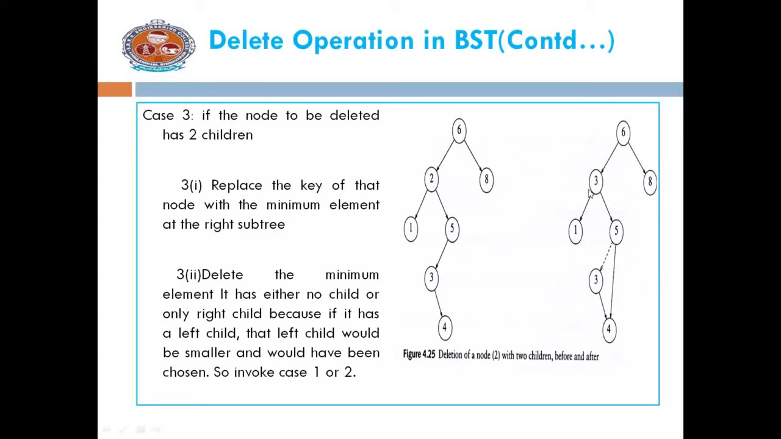That means I am replacing the root value, the node 2, with 3, and I am deleting this node and attaching 5 to 4. That means replace the key of that node with the minimum element of the right subtree and delete that minimum value and replace this child with this position.